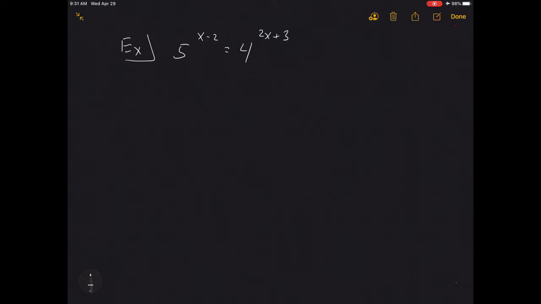What I can, however, do is a process which is called taking the log of both sides. What that means is I'm actually going to write a log or a natural log, either way, out in front of both sides. I'm going to use the natural log in this case, but it doesn't matter. You can use a regular log as well. It really doesn't make any difference. So what I'm going to do is take the natural log of both sides of the equation.